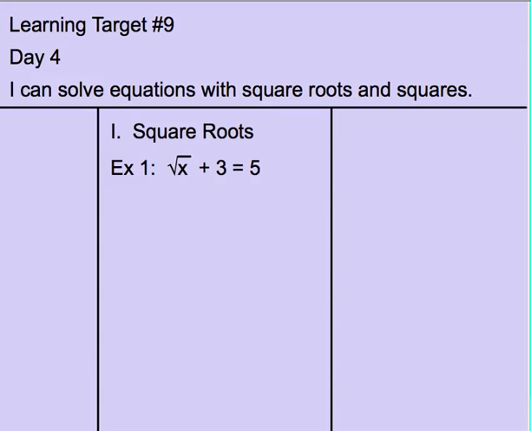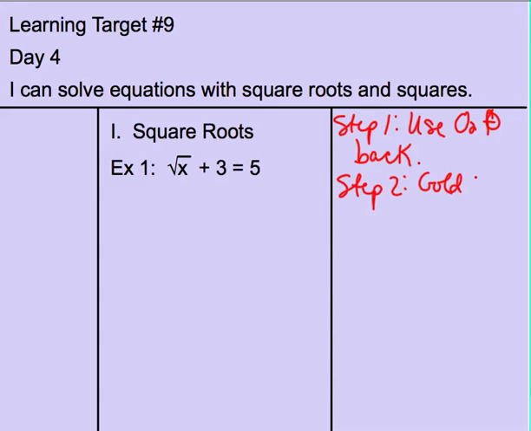Learning Target 9, Day 4, we're going to take a look at solving equations with square roots and squares. The process for solving an equation doesn't change. We're still going to use order of operations backwards. Then we are going to use the golden rule. Just like we've seen the last 4 days, we are going to repeat as needed.